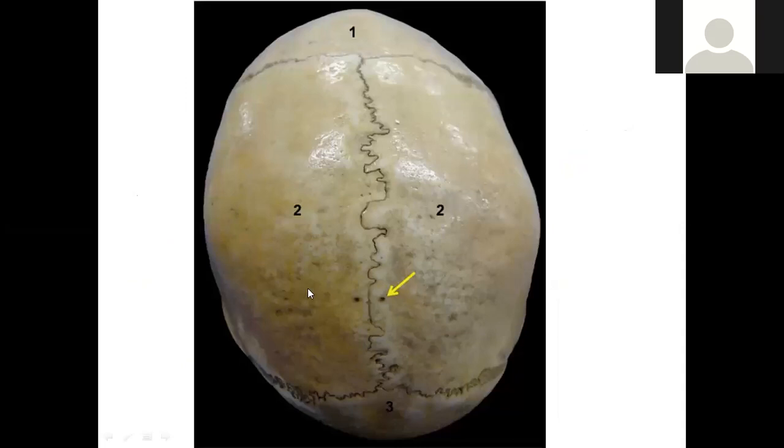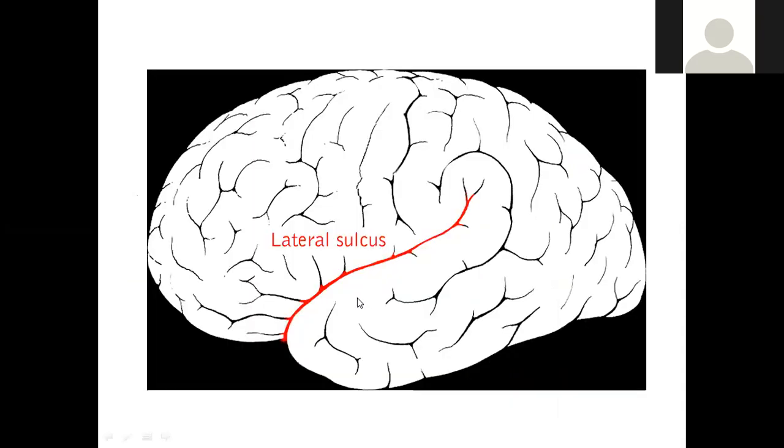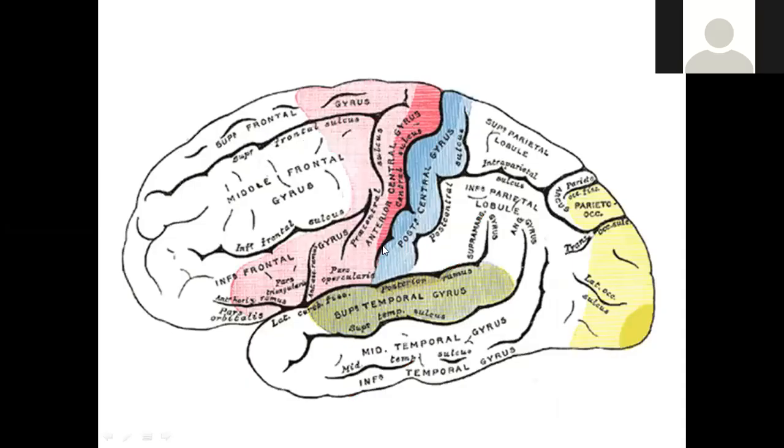So this is the true skull bone where you can see the frontal bone and two parietal bones. These are parietal eminences. These are parietal foramina. And this is the occipital bone, coronal suture, sagittal suture, lambdoid suture. Now, if you see the brain, there will be a sulcus associated with this temporal bone in the lateral aspect. You call it the lateral sulcus.